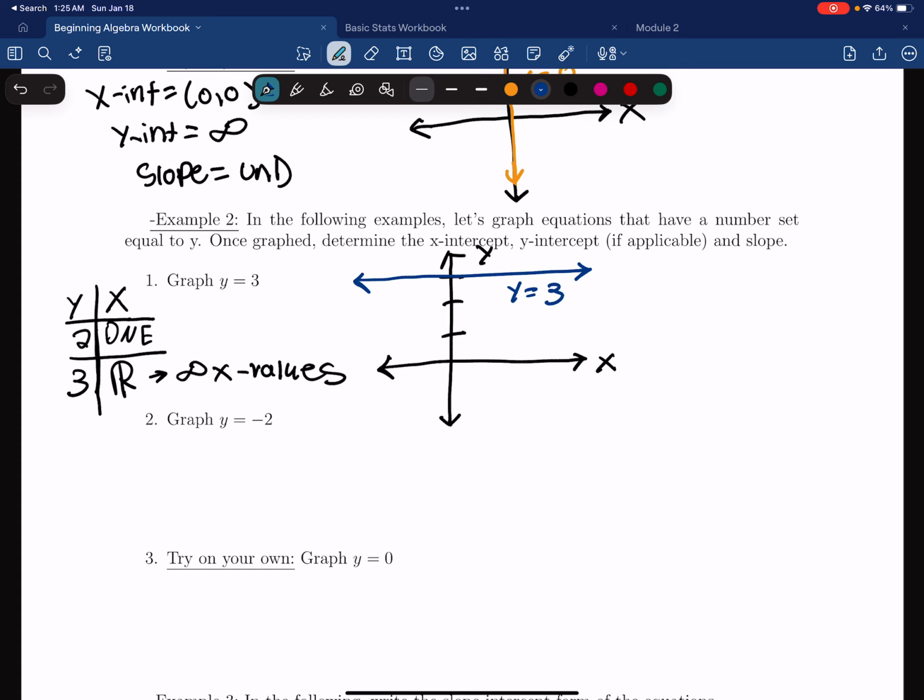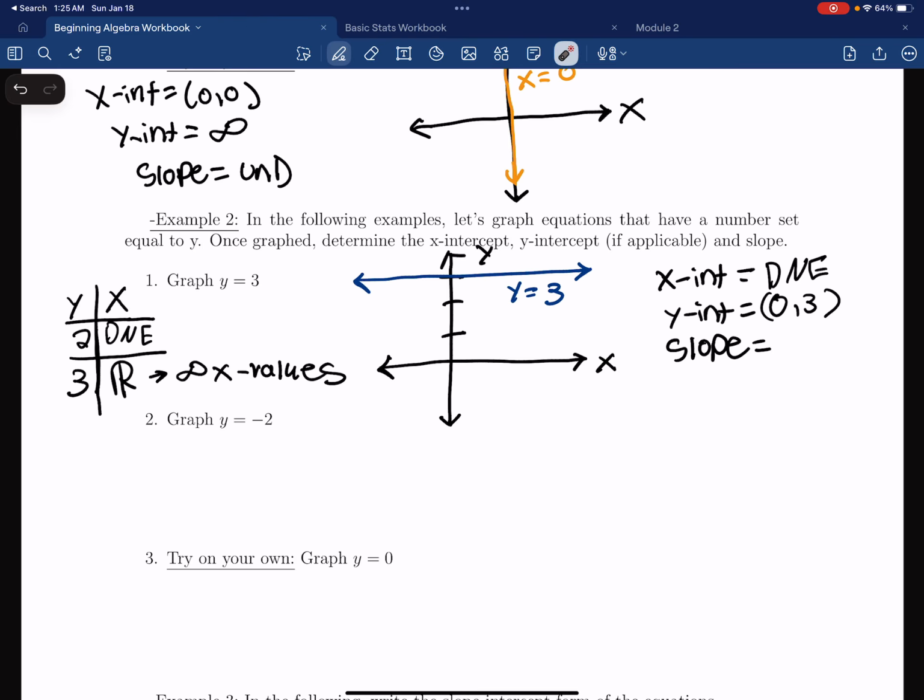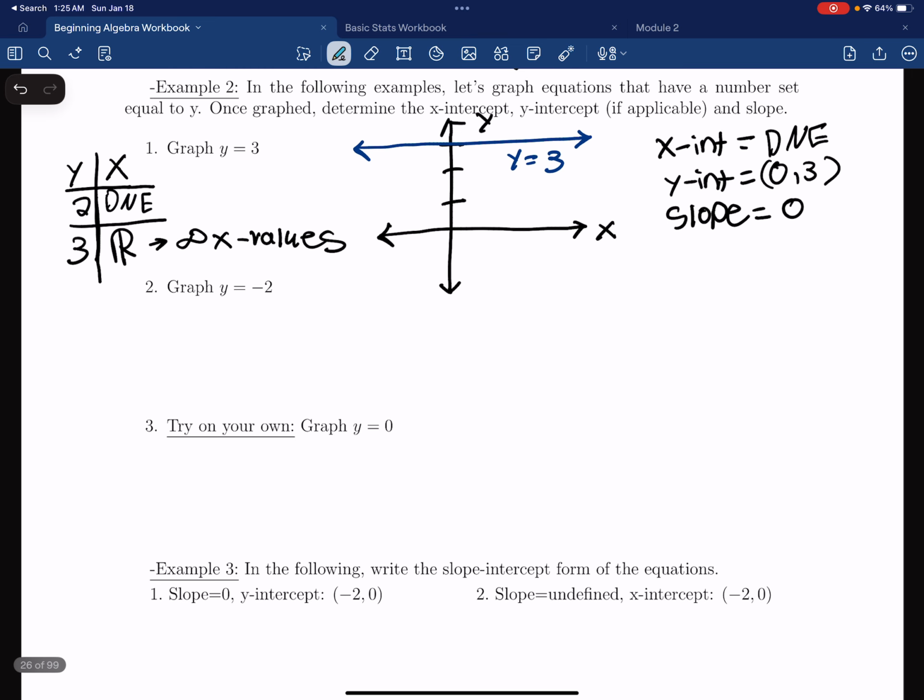And that's your graph. Now, let's identify any x-intercepts, any y-intercepts, and our slope. Well, we don't have any x-intercepts. We do have a y-intercept at the point (0, 3). And then our slope, whenever we have a horizontal line, your slope is 0. And there you are. Now using the same logic, let's graph y equals -2.